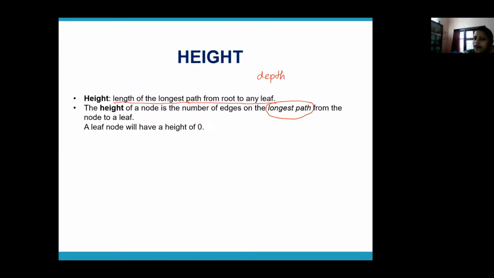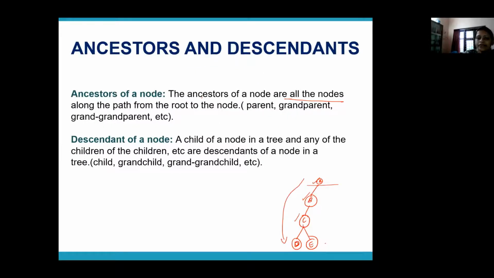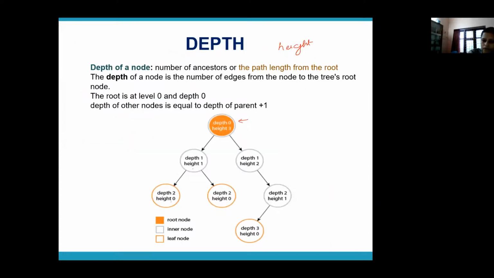What is the definition of height? Longest path. Longest path from root to any leaf. Okay. So which is the longest path when you consider this tree? This is the longest path, right? This is the longest path if this node is considered.